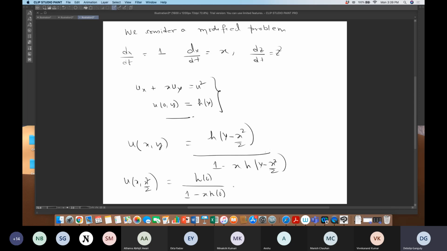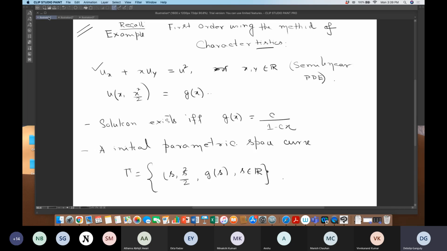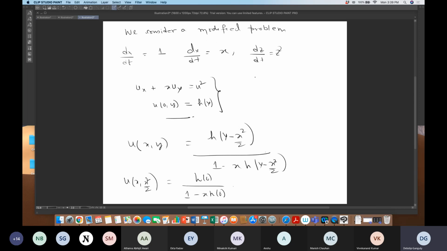And we show that the solution exists if and only if the initial condition g has to be of this form. And there will be infinitely many solutions, and the solutions look like a family of solutions, c plus f of y minus x square by 2, such that f0 is as required.